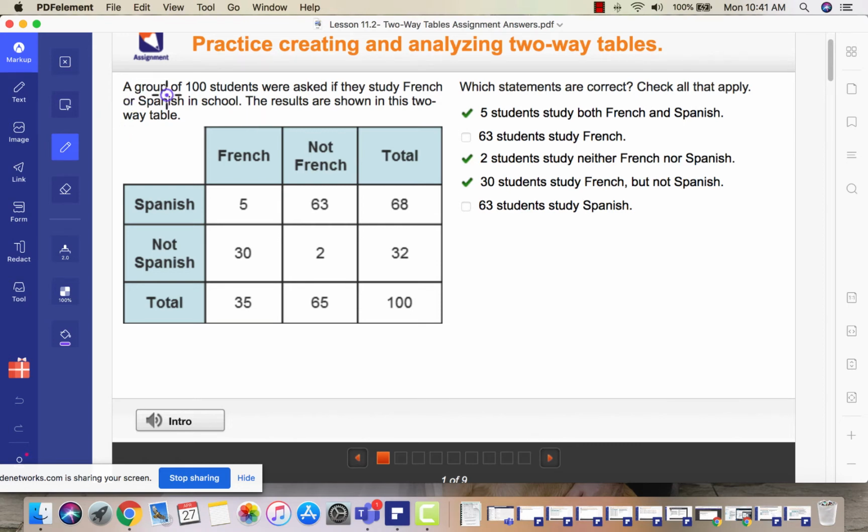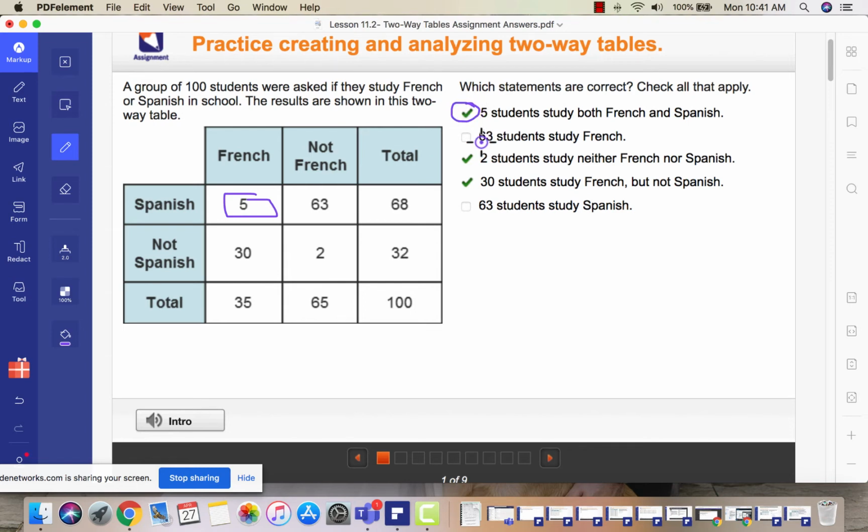Okay, so it says a group of 100 students were asked if they studied French or Spanish in school. The results are shown in the two-way table. All right, so which statements are correct? Check all that apply. So we're going to look at, okay, 5 students studied both French and Spanish. Okay, so let's look. So we're looking at French and Spanish. That would be 5 students. That is a true statement.